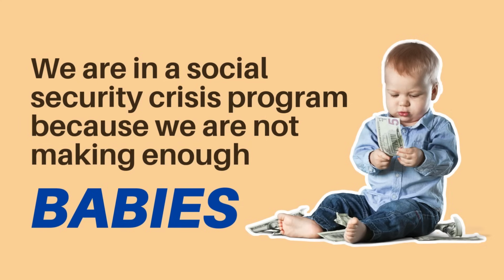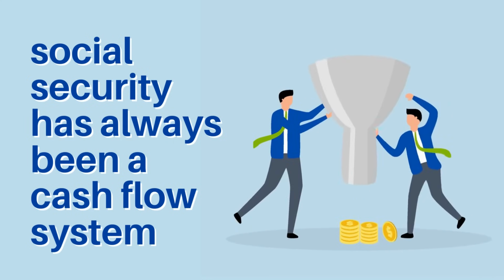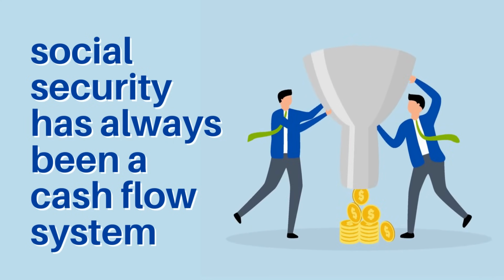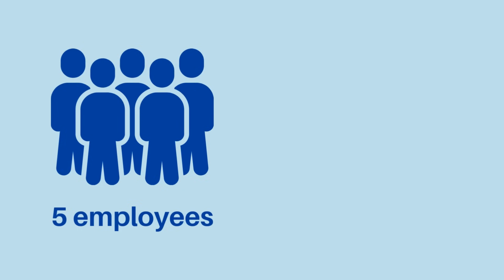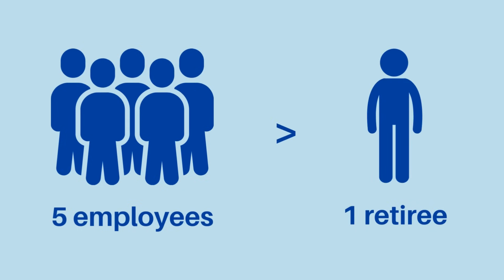And that happened 18 years ago. When we stopped making enough babies that are now entering the workforce, there's not enough people to pay in. This is a cash flow system, by the way. Social Security has always been a cash flow system. In the 1960s, there were 5 employees working for every 1 person retired. Right now, there's only 2.5. It's been cut in half. Why? Fewer babies and longer life expectancy. So the Social Security topic is a huge topic.